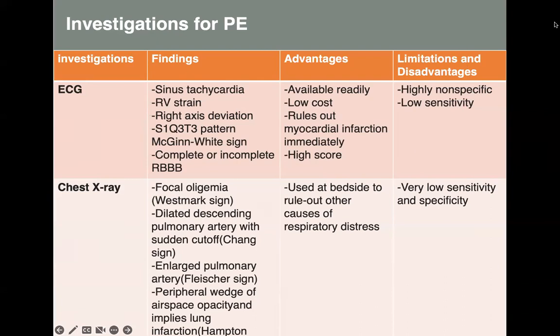This gives a clue in a patient that you have already categorized and scored as high suspicion. You're thinking that there's a high possibility of having a PE. Once you do an ECG and you see that, once you do an X-ray and see that, then well and good, you can proceed. Next slide, please.